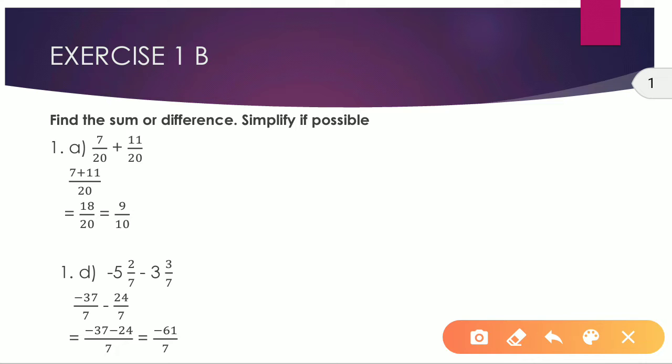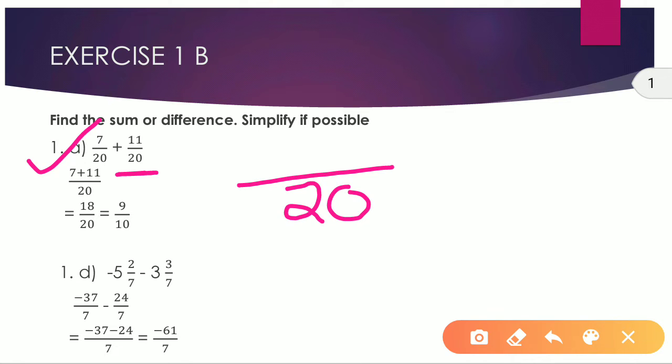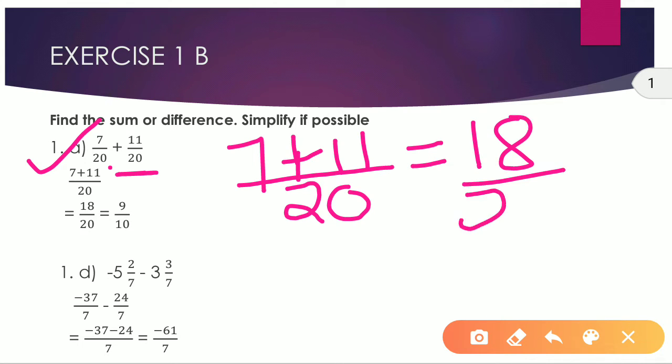Our first question is 7 by 20 plus 11 by 20. Here, as you can see, the denominators are same. If the denominators are same, we just write the denominator first and then add the numerators. For the first rational number, the numerator is 7, and then what is the sign? The sign is plus. For the second rational number, the numerator is 11. So write here 11. After this addition, this will give you 18 by 20.